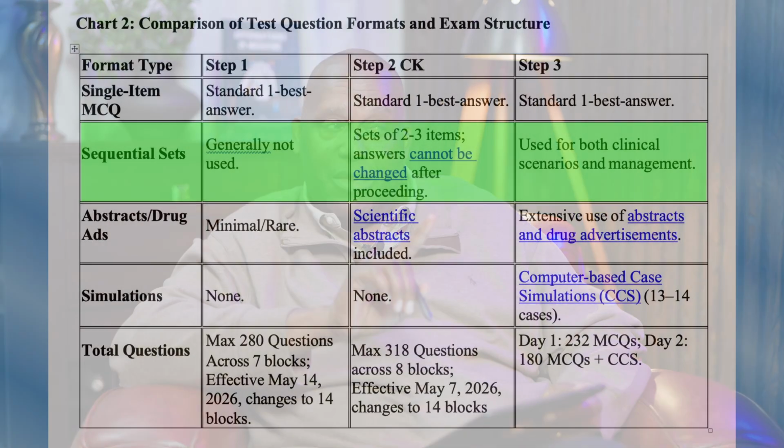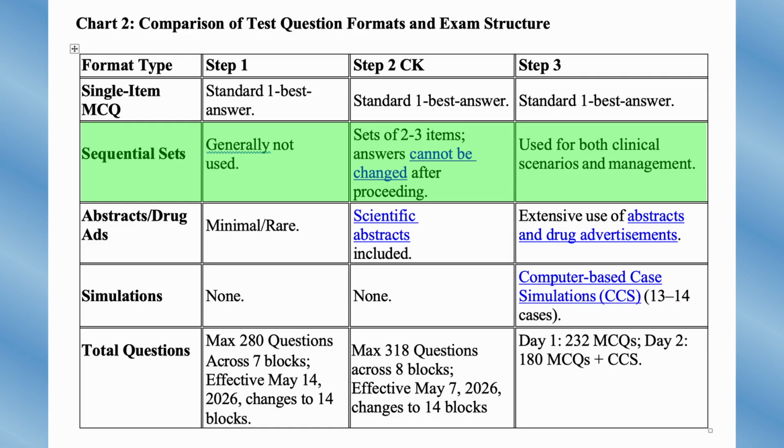They come in sets of 2 or 3 because we are assessing your continuing thinking engagement across a medical condition of a patient. Let me say that again. We are assessing in this sequential set of questions your continual engagement of thinking across a patient's condition. Therefore, you will not see sequential sets in step 1, because step 1 focuses primarily on mechanisms, and we exit.